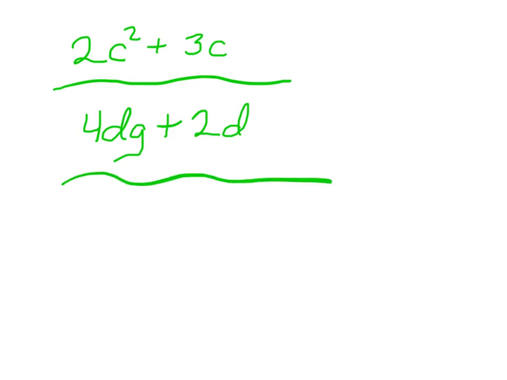And the third one will be 10ab squared plus 2b squared. Okay? Go ahead and try those out, see if you can factor those, and then go ahead and try the second part factoring video, okay?